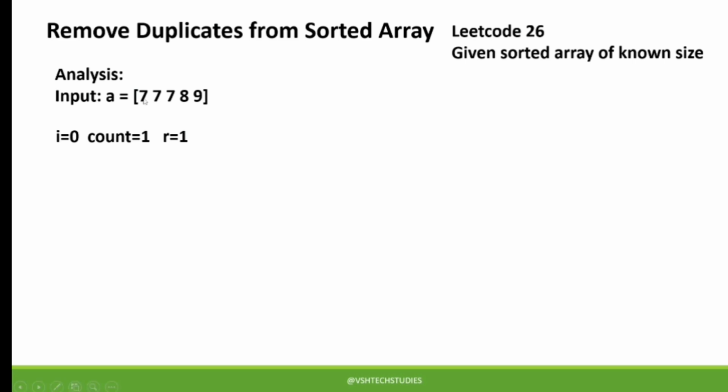So when we started from i equal to 0, r was 1. Because these two were same, r was incremented. Again these two were same, r was incremented. Then r is 3. So it is different. a of 3 is different from a of 0. Then i was incremented, it was made 1. a of 1 was copied with a of 3.